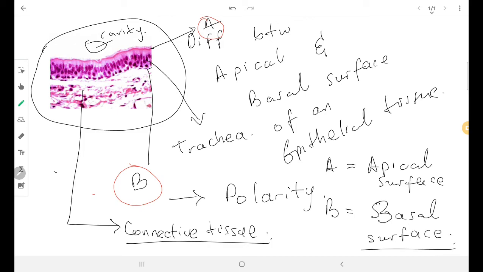Now, this is one key way in distinguishing between the two sides of an epithelial tissue. The apical surface isn't attached to anything, it's usually exposed to cavities, while the basal surface is attached to underlying connective tissue that basically holds that epithelial tissue in place.